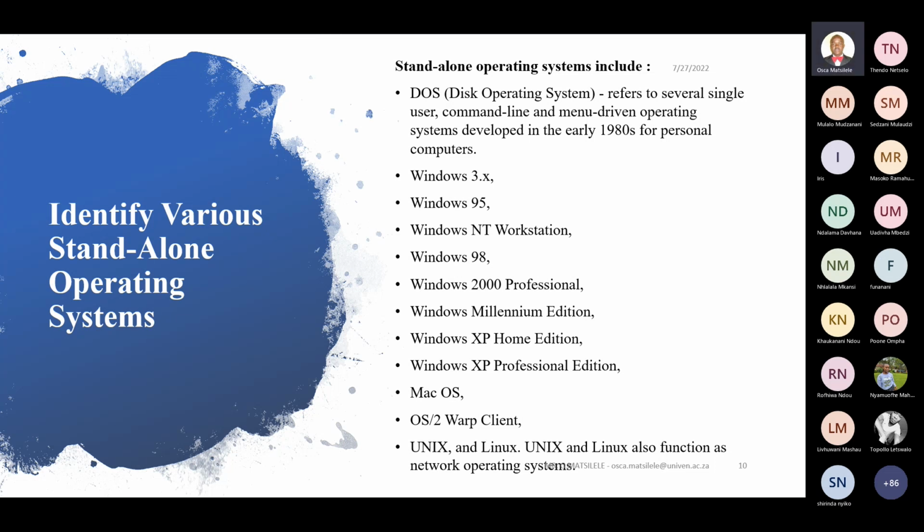So if we say list any 5 examples of standalone operating systems, we want you to say, okay, we have Windows 98, we have DOS, we have Windows 2000 Professional, we have Windows XP, we have Windows 7, we have Windows 8, we have Windows 11. So these are operating systems. They make your computer run, to operate.